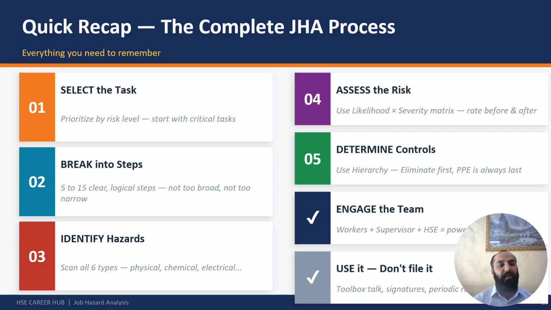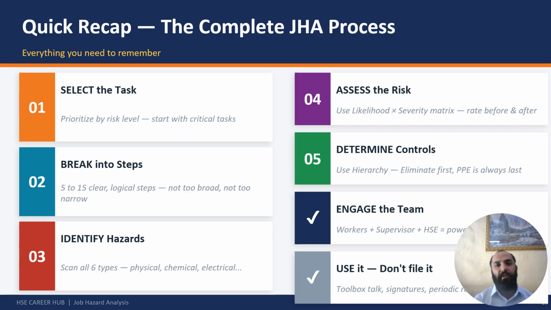Step 3 is identify. For every step, ask what could go wrong. Scan for all 6 hazard types: chemical, physical, electrical, biological, ergonomic, psychological. Walk the job. Use your eyes. Step 4: assess. Use the risk matrix. Likelihood versus severity. Rate the risk before controls. Then rate it again after controls. That's how you know if your controls are actually working.